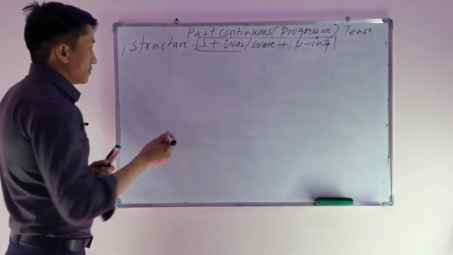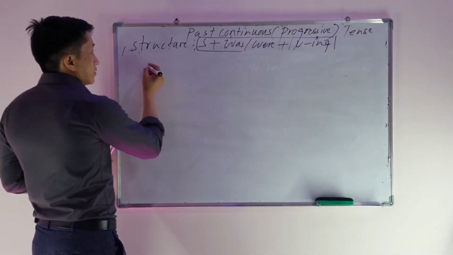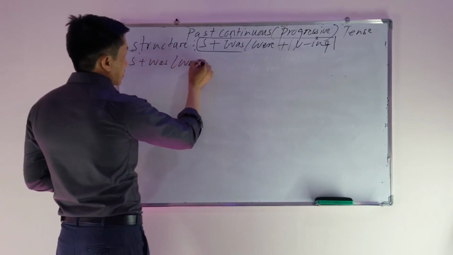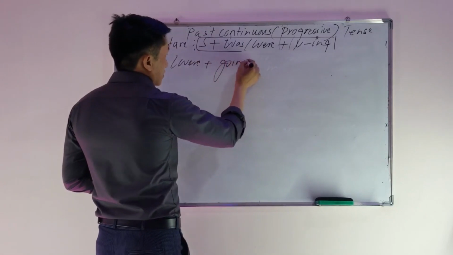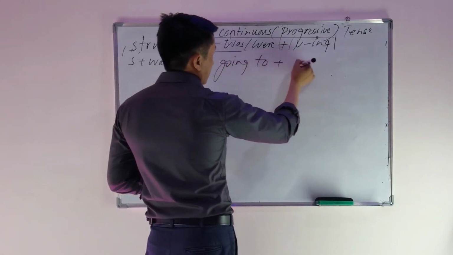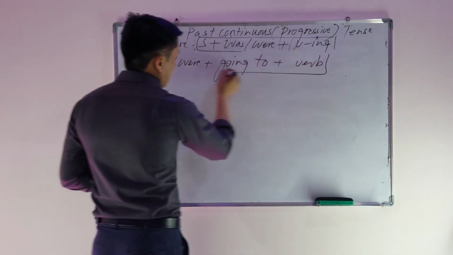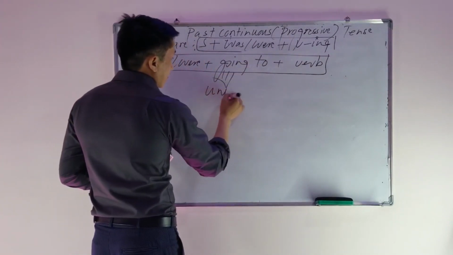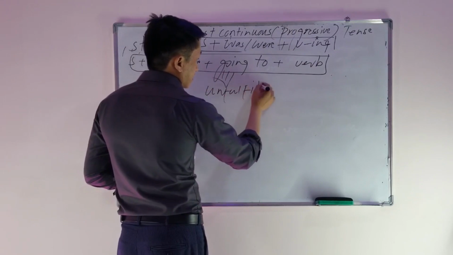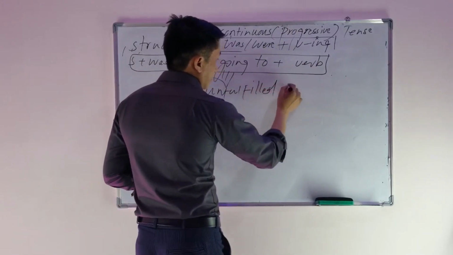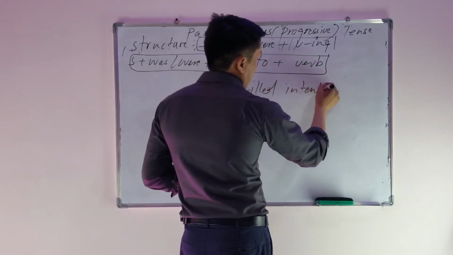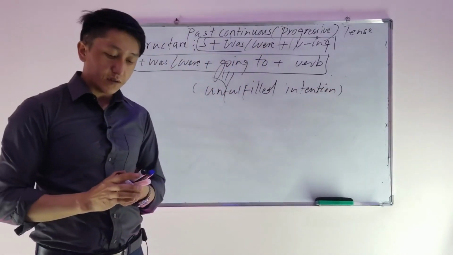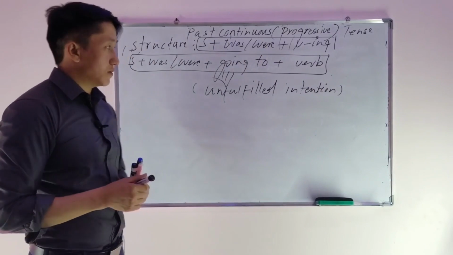Now this is how we can use past continuous tense or past progressive tense. Sometimes we also use the structure subject plus was or were plus going to plus a verb. If we use this structure, it talks about an unfulfilled wish in the past, an unfulfilled intention. If you had an intention in the past and you could not fulfill it, we can use this structure.